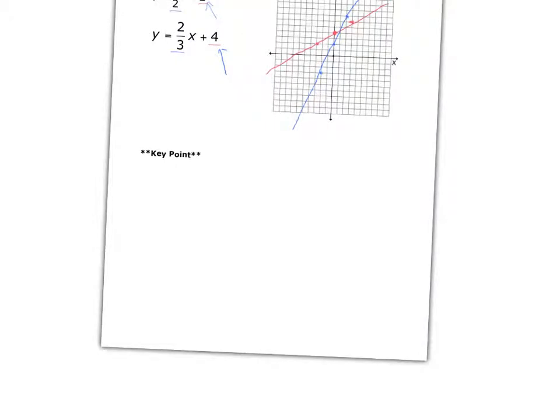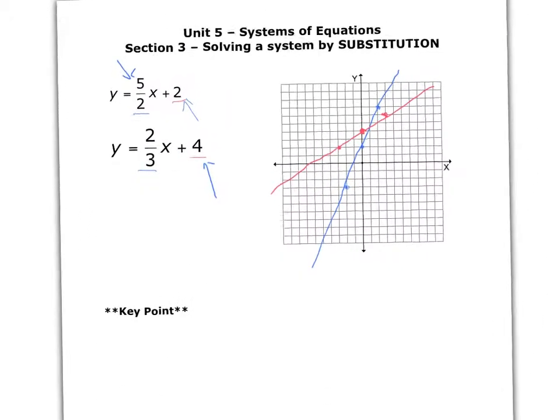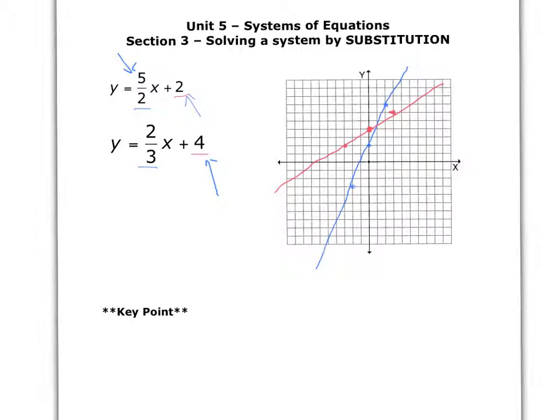So the method that we're going to use today is called substitution. What do you think about when you think about the word substitute? You could think about a substitute teacher, for example. They take your place and do the same thing. It's like that in math: you can throw in a substitute and it means the same thing.